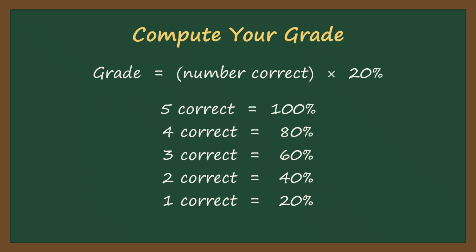And then I have a way to compute your grade. You take the number that you have correct and multiply it by 20%, and that's how you compute your grade. If you make an 80% or more, I think that you have a great understanding of properties of logarithms. Okay? If you make a 60 or below, I think that you need to really study those properties more and try to do more examples.